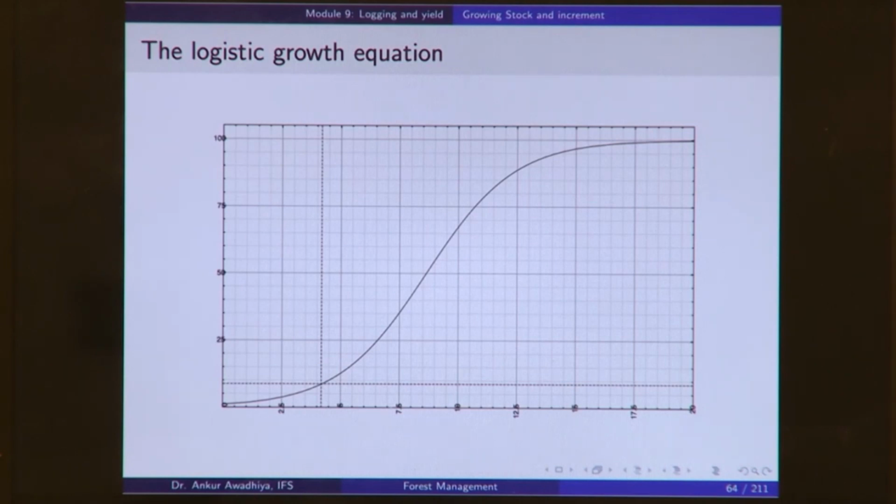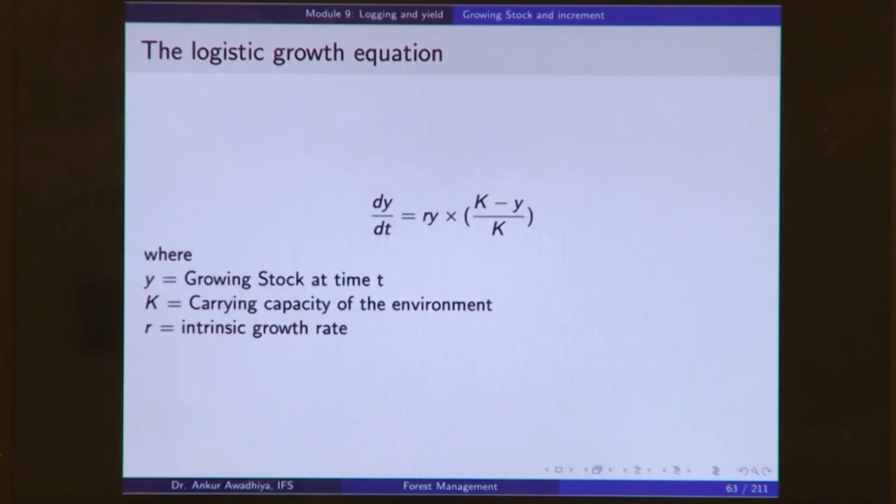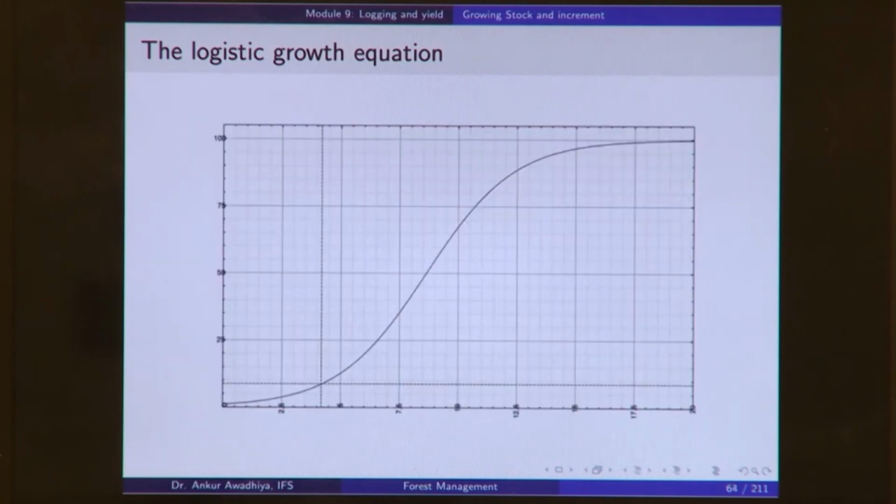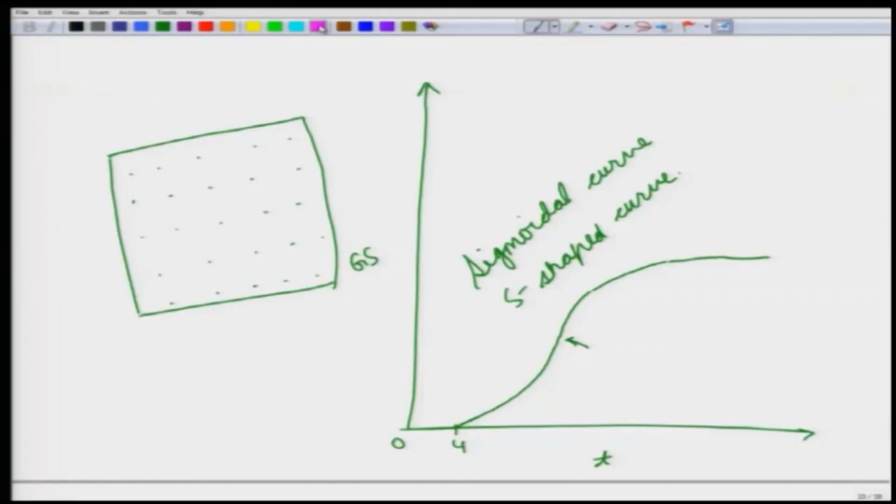So, essentially the logistic growth equation is the equation of a sigmoidal curve, and a sigmoidal curve represents the changes in the growing stock of the stand. So, we can represent a growing stock by the logistic growth equation. Now, in this curve we can discern three phases. The first phase is known as the lag phase.